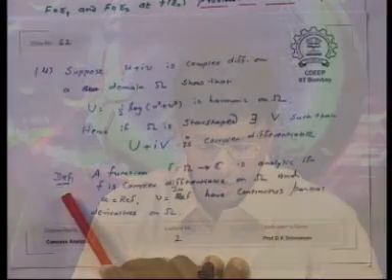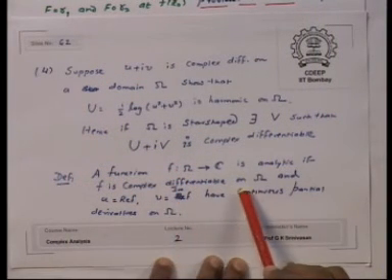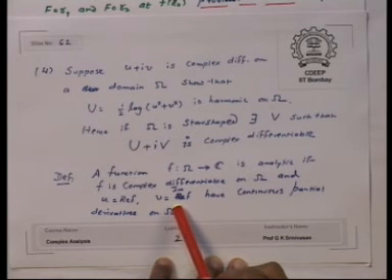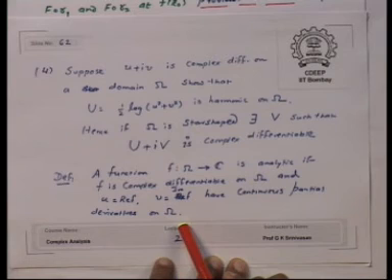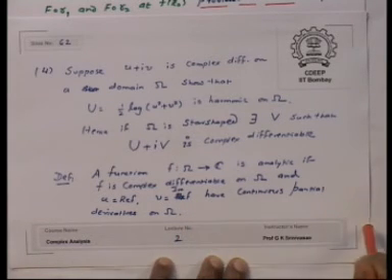Yeah, so there is a correction in this definition. A function f from omega to C is said to be analytic if f is complex differentiable on omega and U equal to real part of f and V equal to imaginary part of f have continuous partial derivatives. We will return to this definition of analyticity in a subsequent lecture.